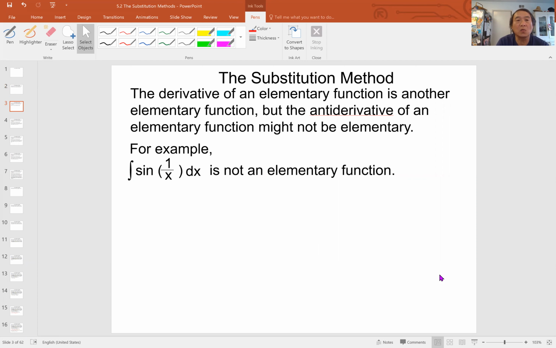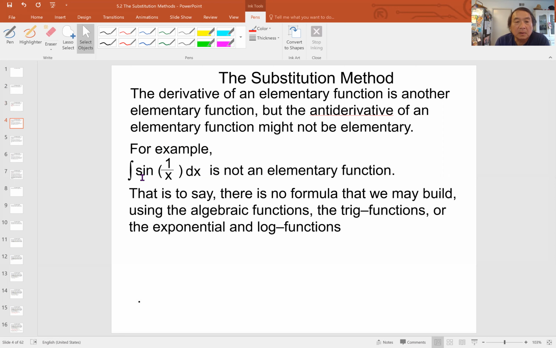For instance, you will not find a function built from sine x, cosine x, etc., whose derivative winds up being sine of 1 over x. So the antiderivative of sine of 1 over x is not a function that I can write down with the traditional formulas. That's the first thing to know about antiderivatives: not all of them can come out nice and clean. Not doable, simply.